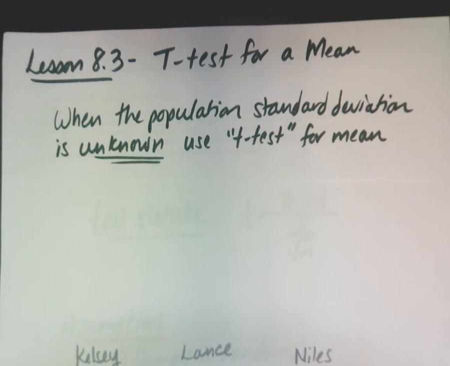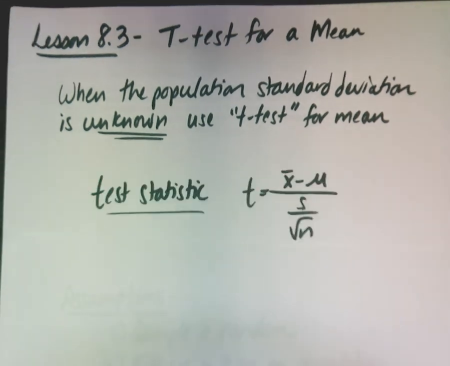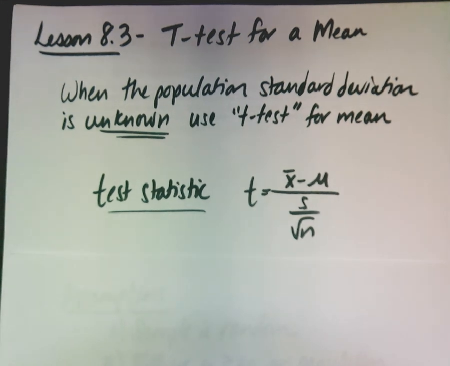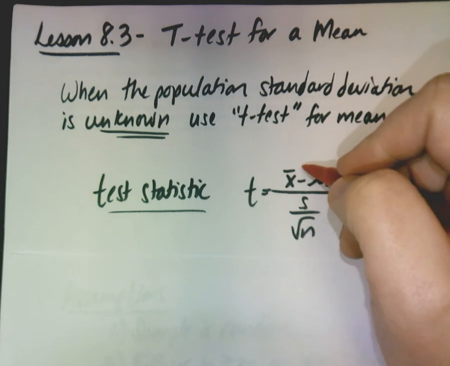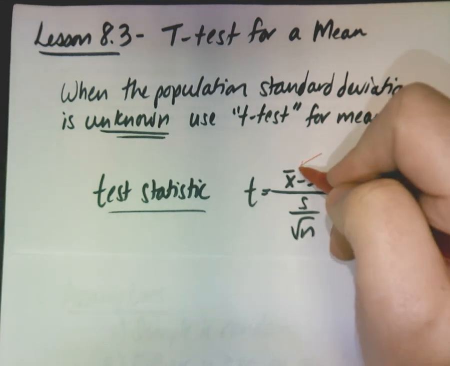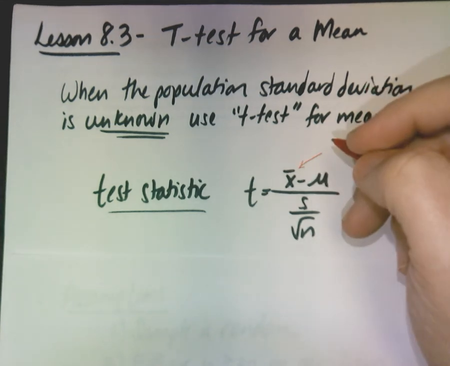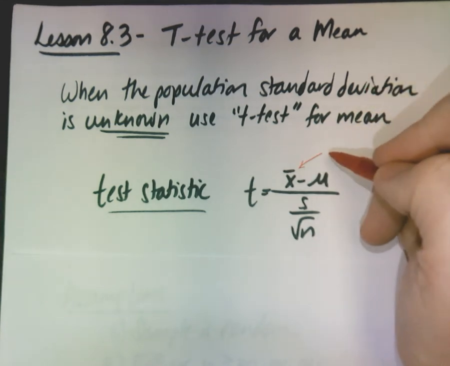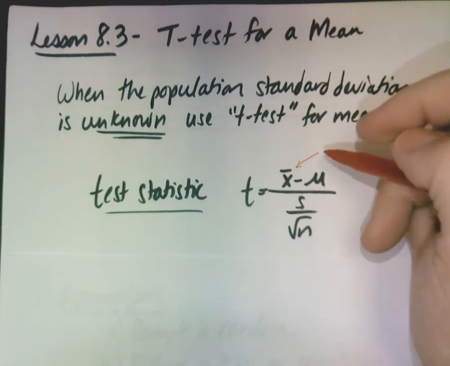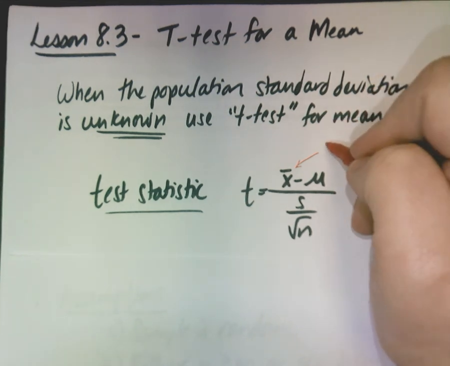We use a T-test for mean. Okay, so what does that mean? What does that look like? We are going to use a test statistic. It's going to be a T now, not a Z. These should all be obvious to you. This is our sample mean.